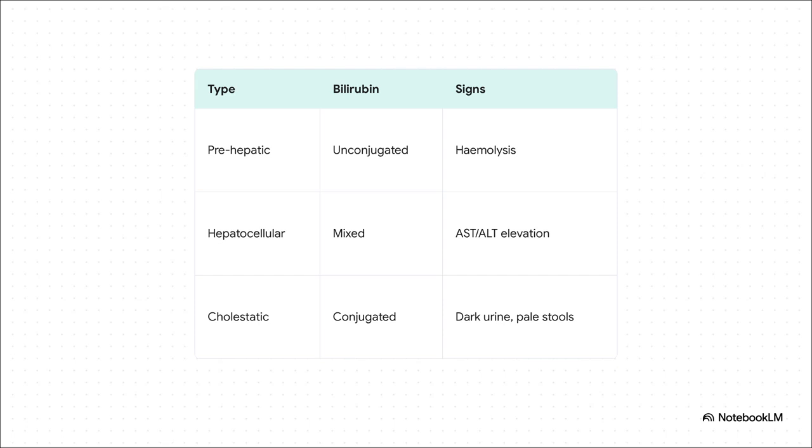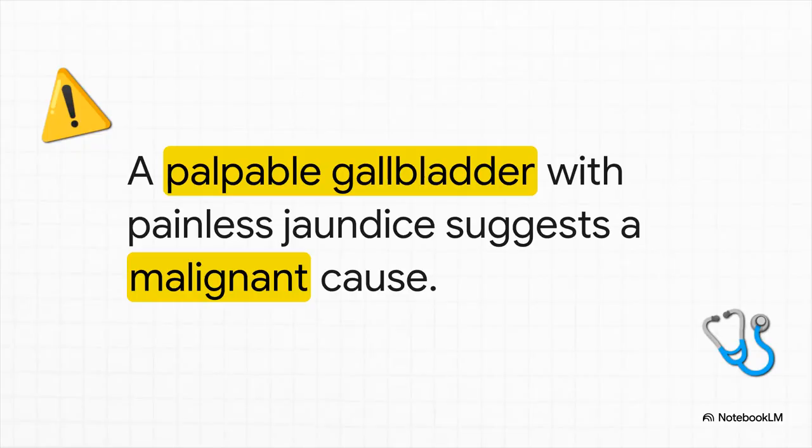Or third, is it cholestatic, a physical roadblock like a gallstone or tumor? In these obstructive cases, conjugated bilirubin spills into the urine, making it dark, while less gets to the gut, leaving the stools distinctively pale. Which brings us to a massive clinical pearl you just have to know: Courvoisier's law.